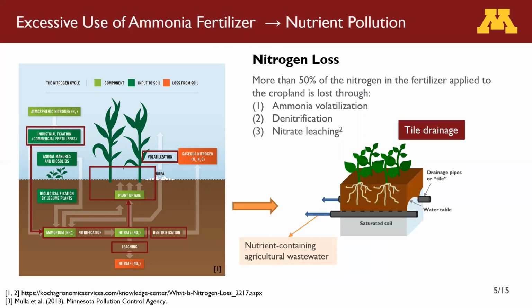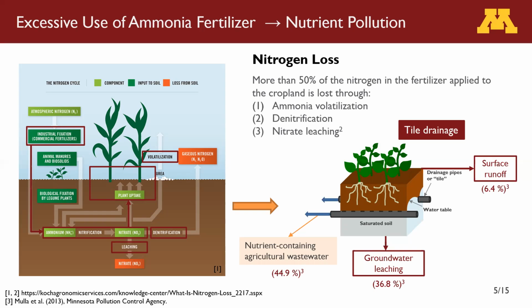In a drained land, the nitrate leaves the system through drainage pipes as nutrient-containing agricultural wastewater. Then whatever amount exceeds the drainage capacity will be part of groundwater leaching. When a large amount of precipitation happens, the water can also leave the system as surface runoff. This nitrogen loss not only reduces the efficiency of the fertilizer, but also pollutes the environment. In Minnesota, on an average year, the drainage, leaching, and runoff contribute to over 80% of non-point nitrogen pollution.